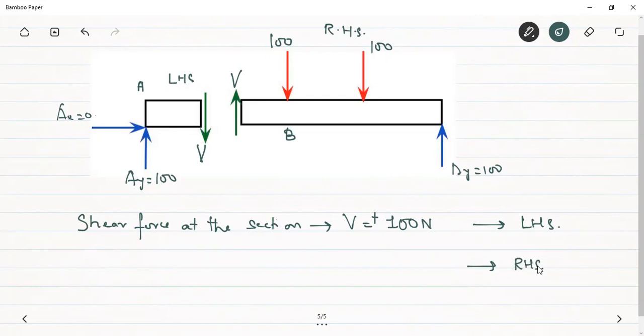Shear force I have found out, but for the initial explanation I will consider both sides, so that you will be much more clear about the sign conventions. Now, here was a section. This is the left hand side of the beam. This is the right hand side of the beam. Now for the right hand side of the beam, I have to see what is the algebraic sum of all the forces. See, this Dy is how much? 100.